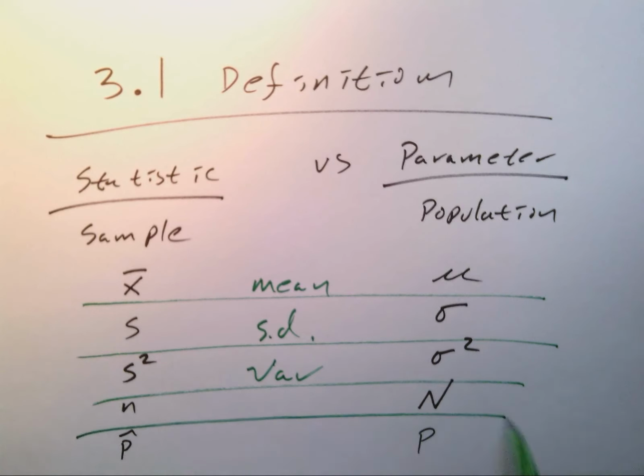When you can count your data, which you should always be able to do for a sample, it's lowercase n, and for a population it's uppercase N, although that's kind of iffy depending on the book you're using. But it's going to be the size.